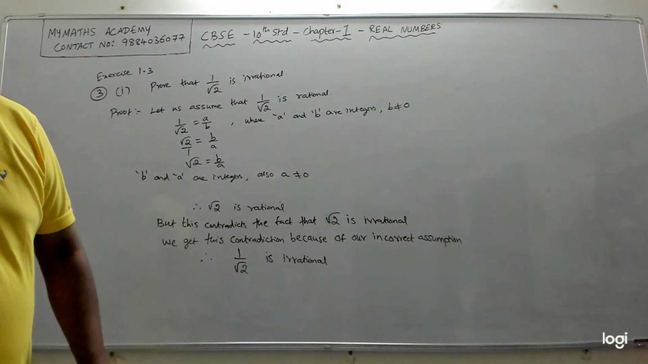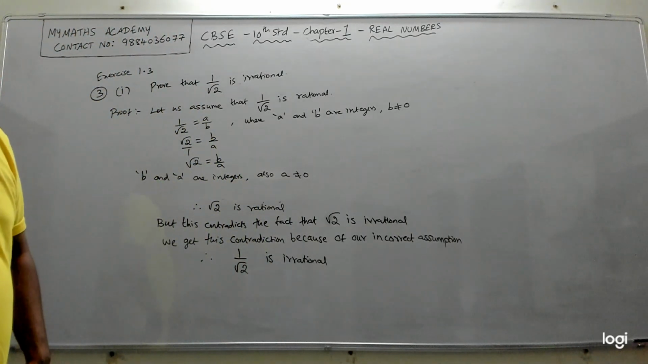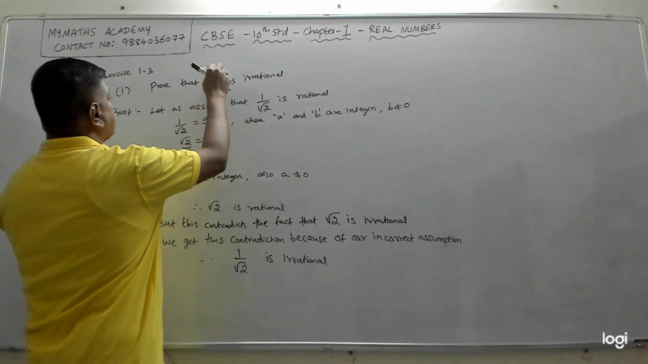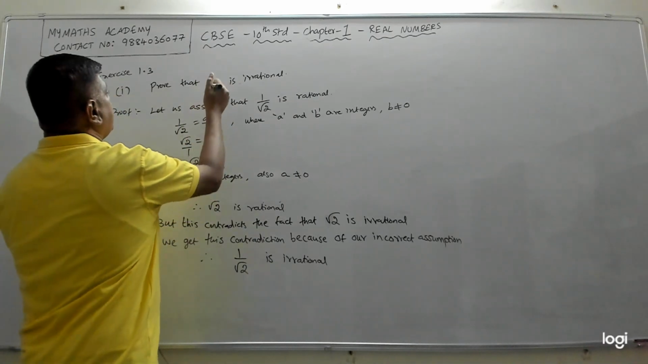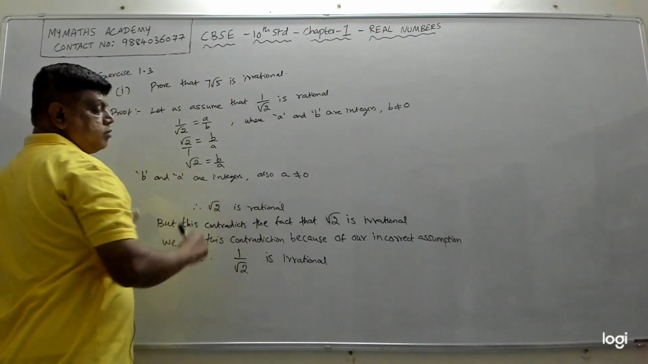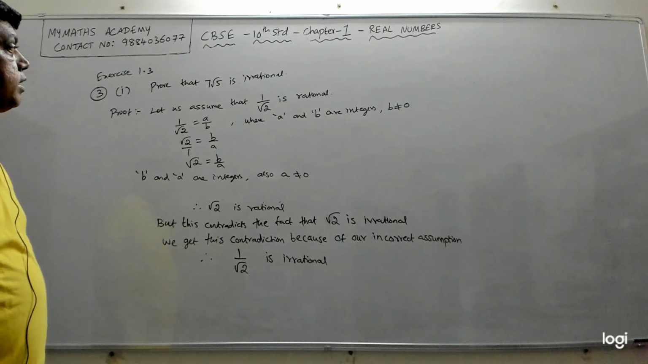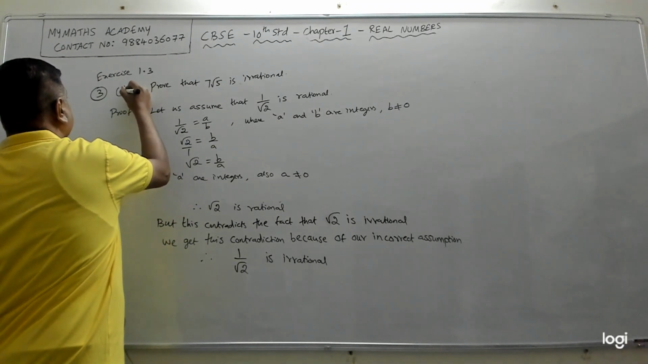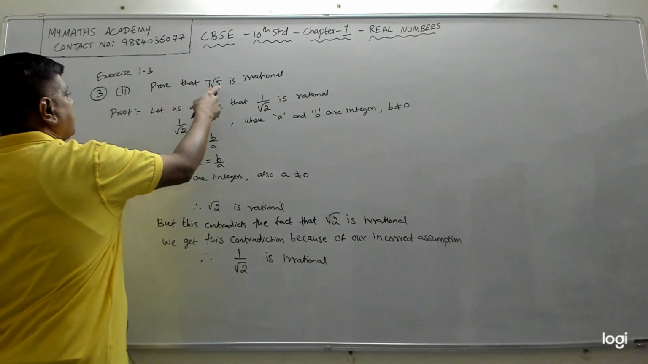Clear? So now let's go to the next one. Next one is: prove that 7 root 5 is irrational. I'm going to just change the same thing. So we'll say the same thing. In the second problem, prove that 7 root 5 is irrational.